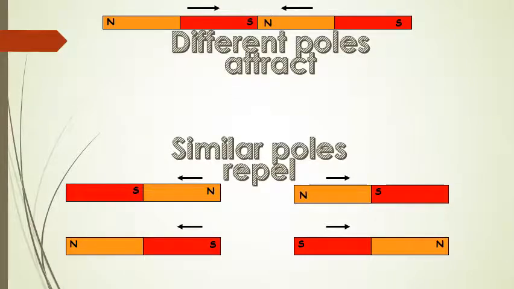So this means that different poles attract. Whenever I want to attract two magnets to each other, I'm going to put the different poles facing each other, while similar poles will repel. So this means that if I want two magnets to get apart or push away from each other, I am going to put the similar poles facing each other.